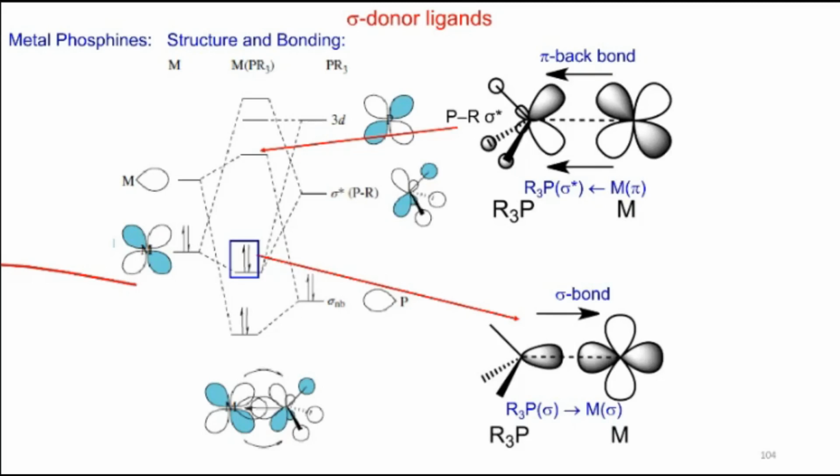That is the pi back bonding overlap. Look at the symmetry. Look at your d orbital symmetry and the P-R sigma star orbital symmetry. They are almost the same.